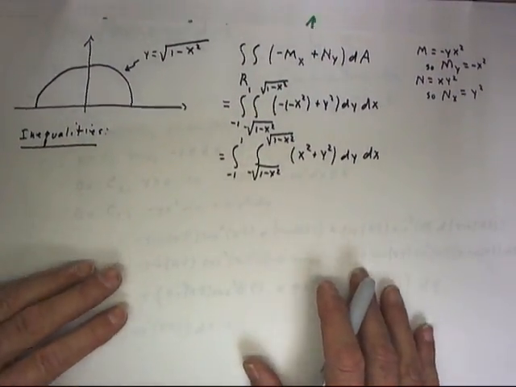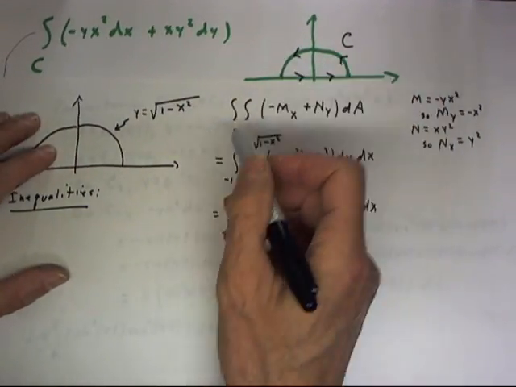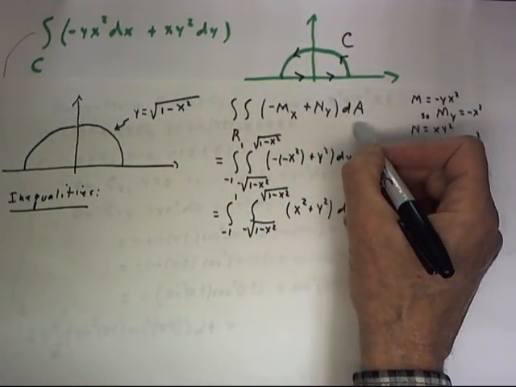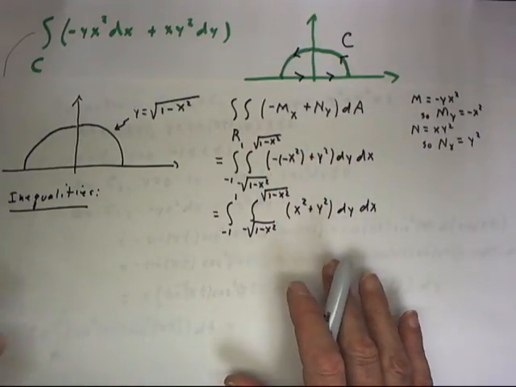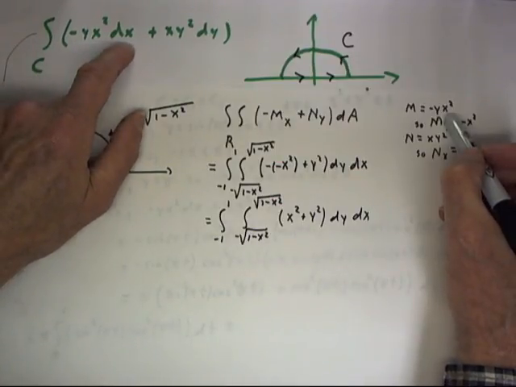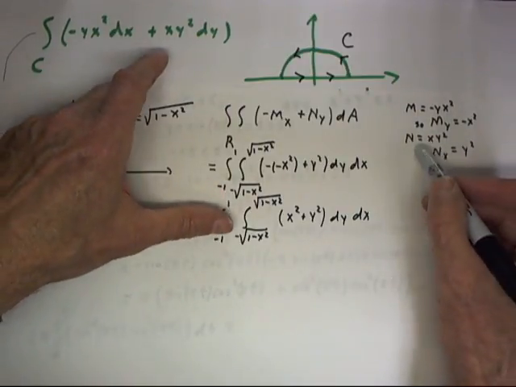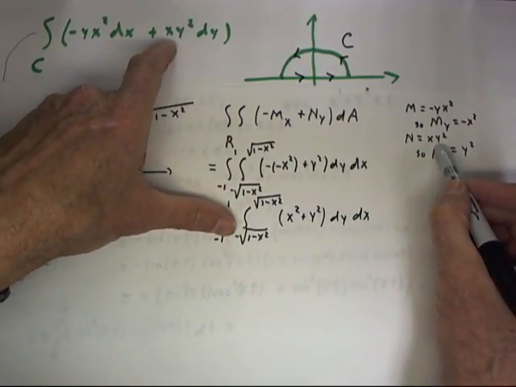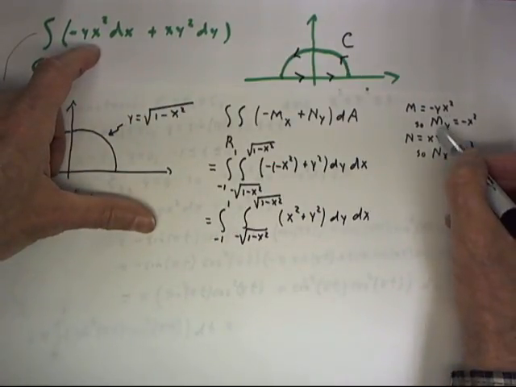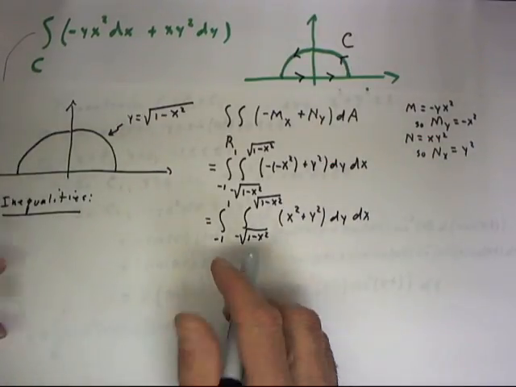What we really want to see is that this integral, which is the integral over the curve, should then equal the integral over the interior of this region, the area integral of negative my plus nx. Now our m function is the function we've got in front of the dx. It's negative y x squared. And n is the coefficient of our dy. That's our x y squared. So that my equals negative x squared and nx equals y squared.